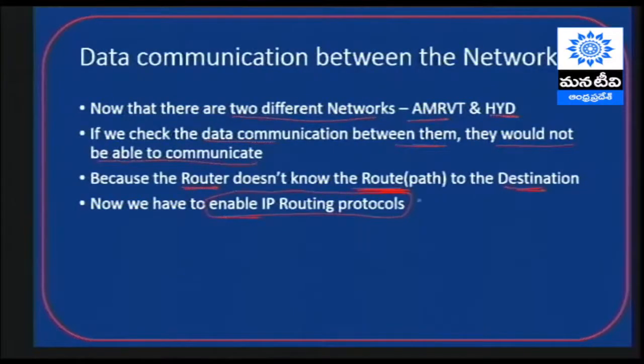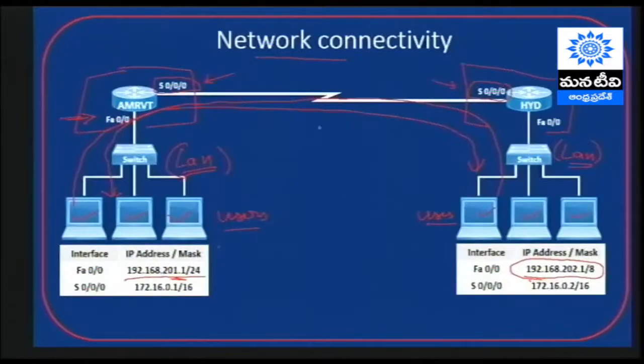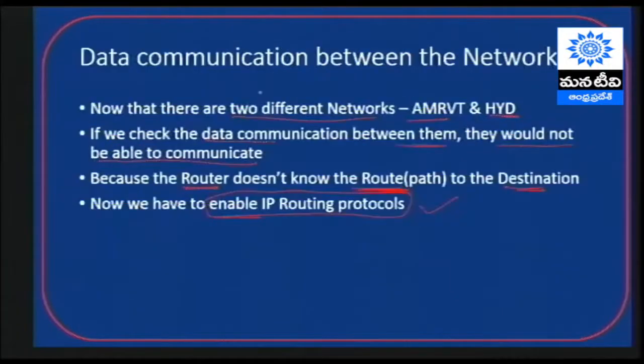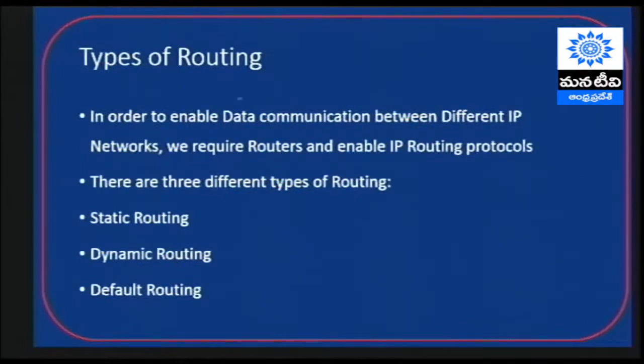So when we enable the routing protocols on these routers, then the router would forward the request from the local network. Once we configure these two routers with the routing protocols, then the data from one network would be allowed to go to the remote network and vice versa. This would happen only when the routing is enabled on these respective routers. So from what we have learned so far, we are going to see the different types of routing protocols.